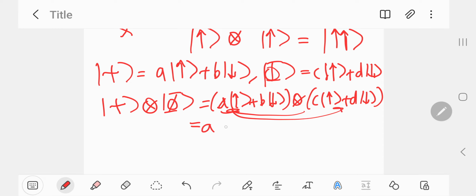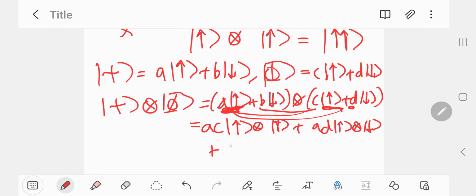Okay, so you first multiply the numbers, take them out, AC. Complex numbers, AC. Then you have up, so up in this case, and up. Tensor that, tensor these two. Plus AD, so AD. You've got up and down, up tensored with down. Plus BC, down and up. Plus BD, down, down.